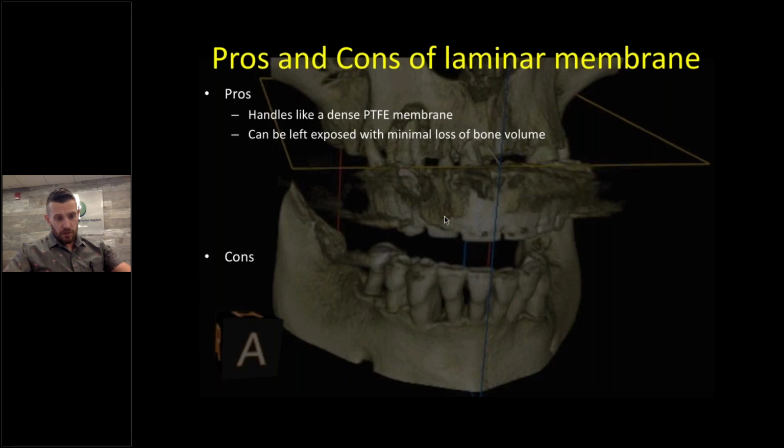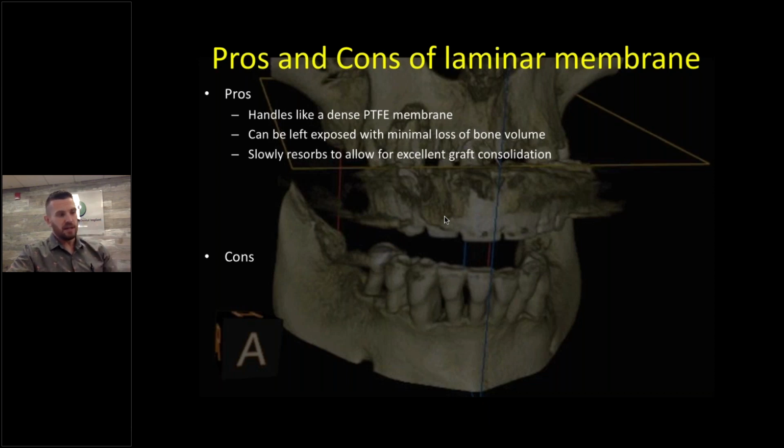It can be left exposed depending on the situation, depending on the patient, and you can expect minimal bone loss, minimal volume of that bone to be lost. And when you're uncovering an implant that's been placed at the same time, you don't see a lot of granulated tissue at the coronal aspect of your graft. It slowly resorbs to allow for really, really good graft consolidation.